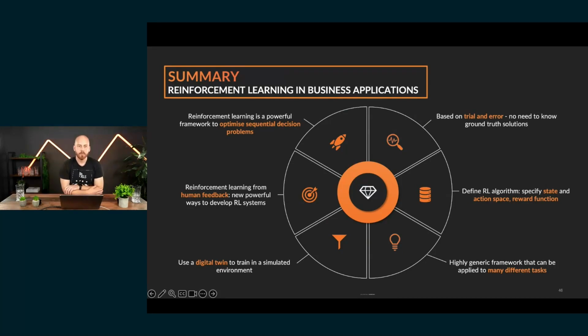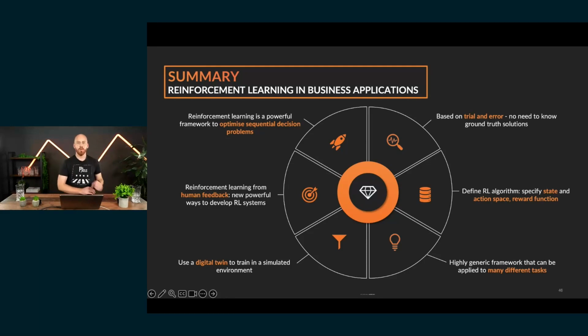So, to close our webinar, let's have a look at this cycle, and we want to start at the upper left: how we can use reinforcement learning in business applications. Of course, it is always useful, like I mentioned, if you have a sequential decision problem, whichever industry you are in, you can think of using reinforcement learning to solve those sequential decision problems. And then, based on trial and error, we don't need any labeled data.